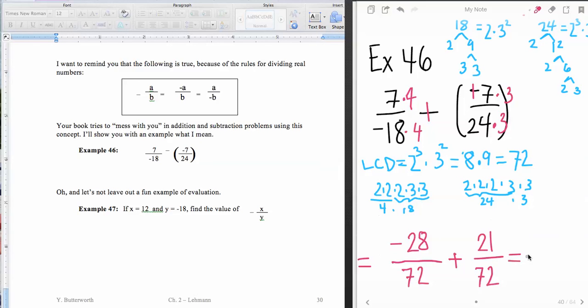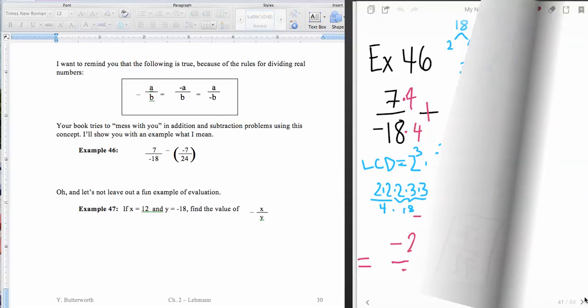Now when you have one positive number and one negative number, of course the thing that you're going to have to do is subtract them. So it's the big one, 28, minus the small one, 21, and when we're done, our answer is going to be negative because the big one was negative. 28 minus 21 is 7, and so that's the new numerator, and it is a negative answer. And 7 and 72, you see there's nothing in common there because 7's prime and it's not a part of the factors, and so we know we're done.